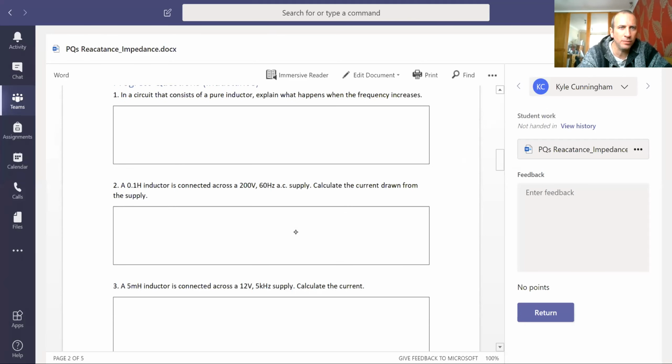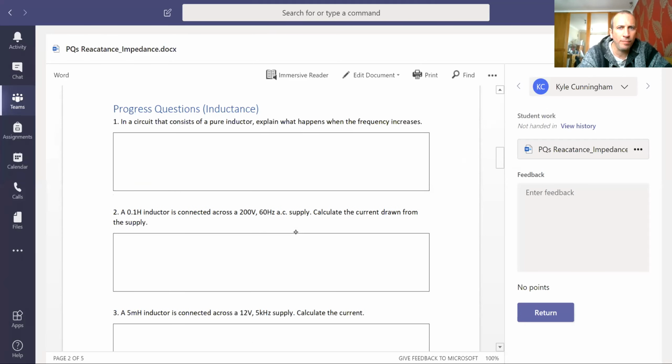Now we're into question 1: in a circuit that consists of a pure inductor, explain what happens as the frequency increases. If you remember the equation for this one, for an inductor, the equation was 2 pi F L, right? Now, if you forget about 2 pi and L, call them 1, right? 1 times 1 times 1 is just 1, right?